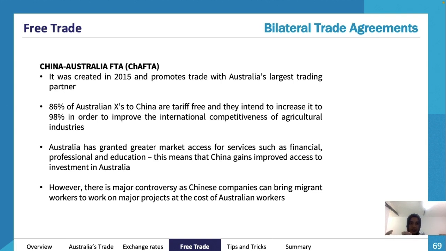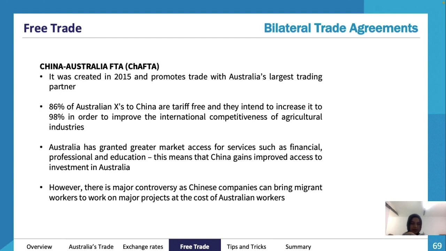And so that's majorly impacted their trading relationship with China, with China not buying, I think, barley and wheat and wine, I think it was, from Australia. And so there's been a bit of tension in terms of trade, which you can definitely do more research on. So Australia has granted greater market access for education. So a lot of international students will come in from China to be educated in Australia. And so this means that China gains improved access to investment in Australia as well.